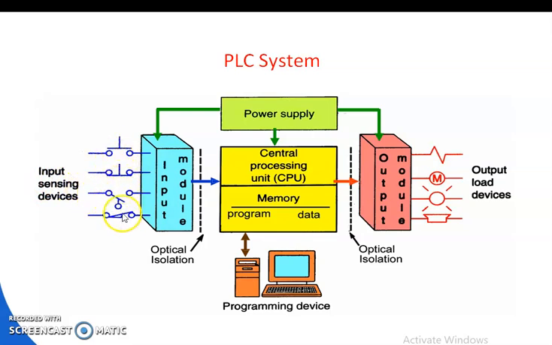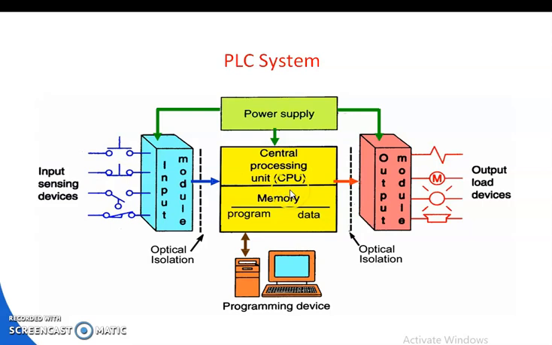There are many sensors connected, and the input sensing devices are connected to the input module. The input module has different terminals, which are connected directly. The output of the input module is connected to the central processing unit, memory, program and data. In between the input module and the central processing unit, there is an optical isolation layer.